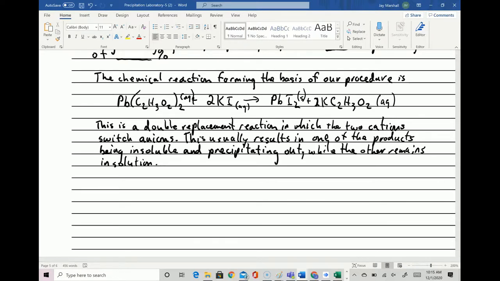So our goal in this reaction was to determine the percent yield. So what we could then say is something about, we've already said as much as we need to say about the reaction itself. Okay. Now I want to say something about how we figure out what the percent yield is.